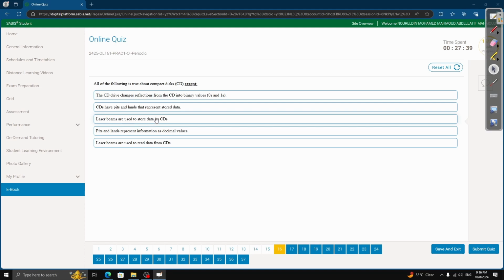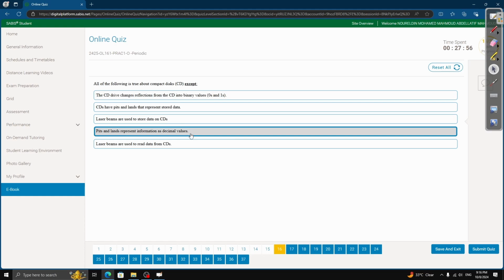Laser beams are used to store data on CDs. Yes, this is true. Pits and lands represent information as decimal values. Important thing to note on this question: any data that a computer is meant to understand is always, or usually, stored in binary value. So this is wrong. Laser beams are used to represent data from CDs. Yes, or read data. Laser beams are used to read data from CDs.